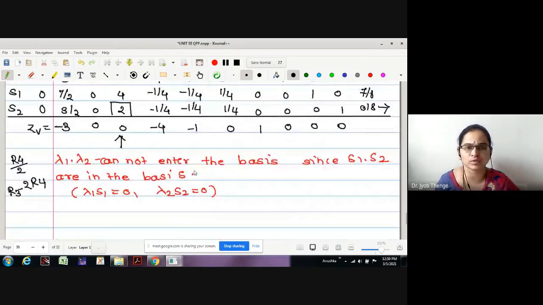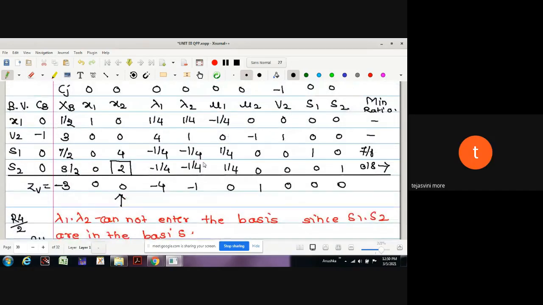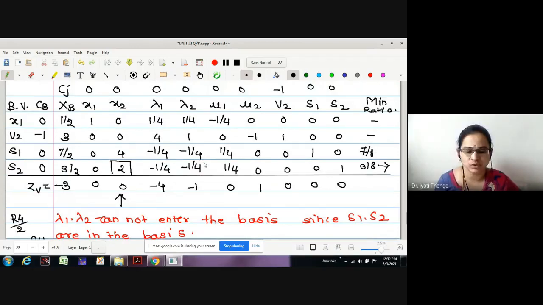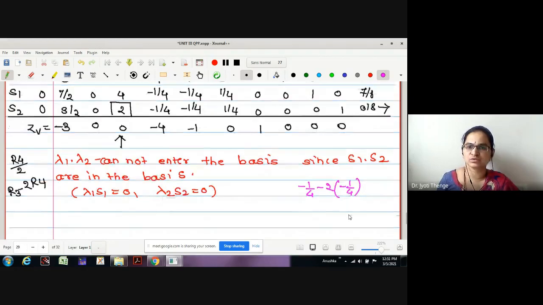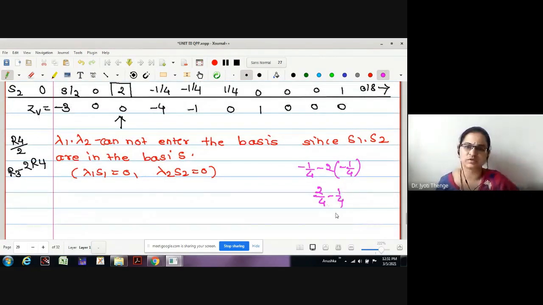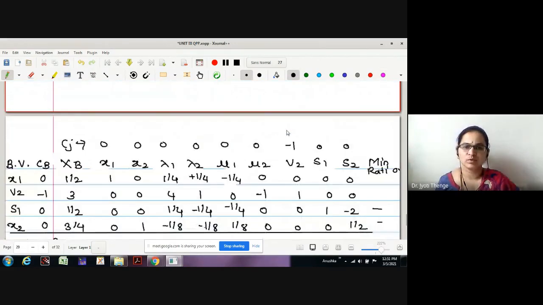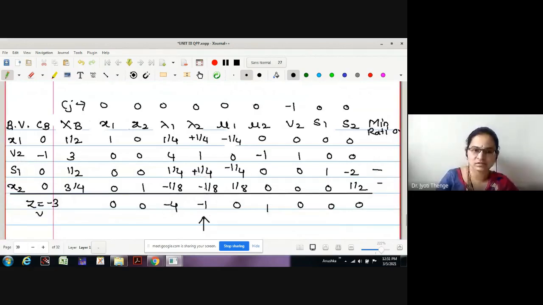What is the operation? R3 minus 2 R4. Madam, the third entry is 1 by 4, plus 1 by 4. Plus, no? Yeah. Check it again, okay? R3 minus 2 R4 you have to do. R3 is minus 1 by 4, minus 2 times R4, what is R4? Minus 1 by 4. So this is plus 2 by 4 minus 1 by 4, plus 2 by 4. Okay, correct. In the book it is shown negative. I don't know. This is plus. Now one can find out the entry. Minimum positive ratio. Yes, XB upon lambda 2 now. This entry will be dropped only.